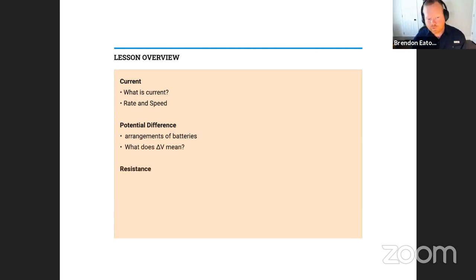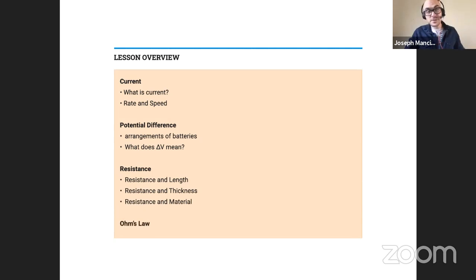After potential difference, we'll talk about resistance and how resistance and length are related, resistance and thickness are related, and resistance and the material itself, how that affects the resistance. And then we'll talk about Ohm's law, which is just Ohm's law.